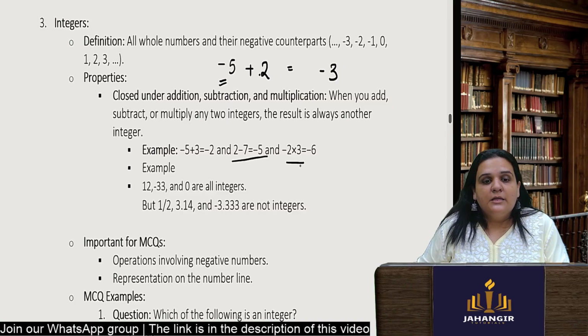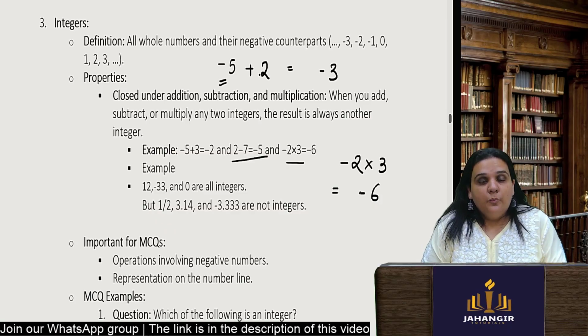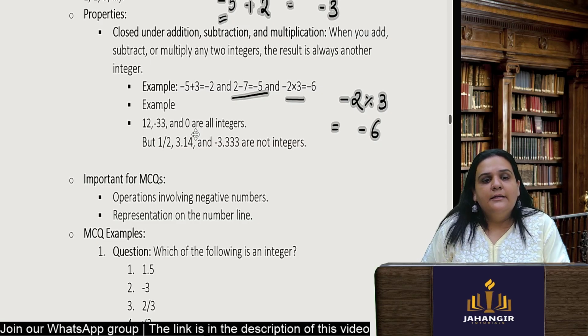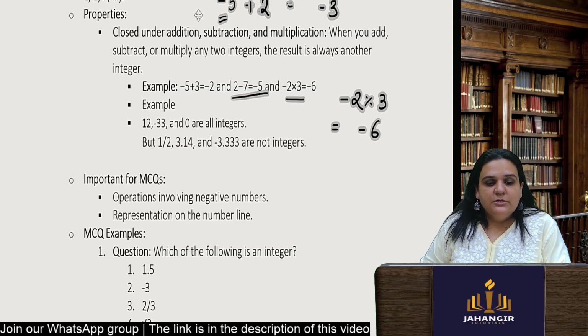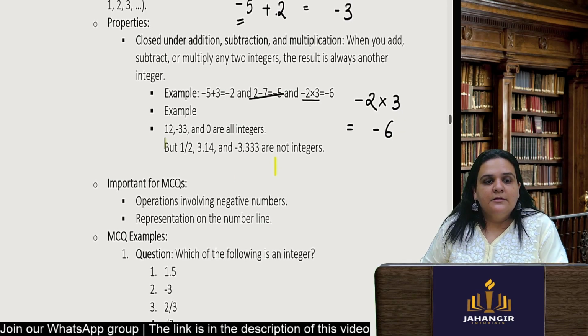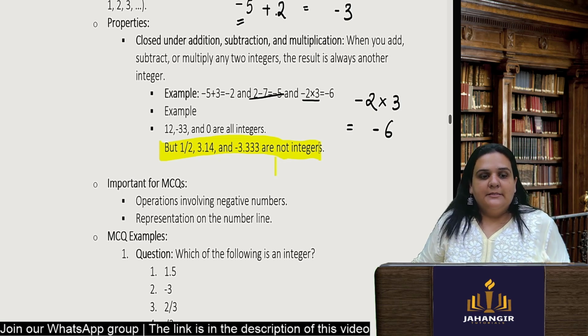Minus 2 into 3, whenever I am doing multiplication of a negative and a positive number, multiplication will come but the sign will always be minus. Okay, so 12, minus 33, 0, all are integers, but any fractions and decimals, they are not integers. Okay, so this you all have to remember. For MCQ point of view, you have to remember the conclusions and the properties of each type of numbers.